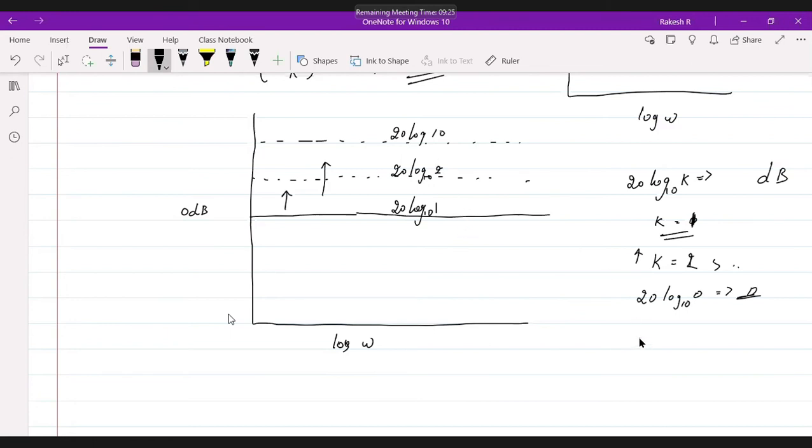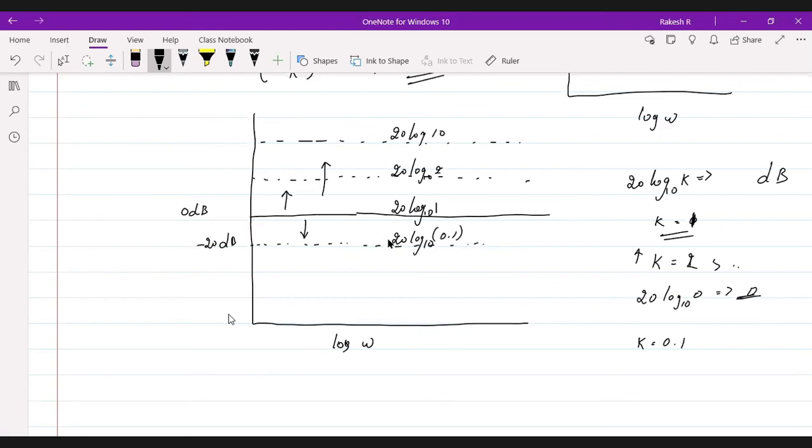Now we check for the k value equal to 0.1. When you check the k value of 0.1, what will you get? Here I have the 0 dB line. Now you will be getting 20 log 0.1, which is minus 20 dB here. That means when you are decreasing the value from 1, the system is moving down here.